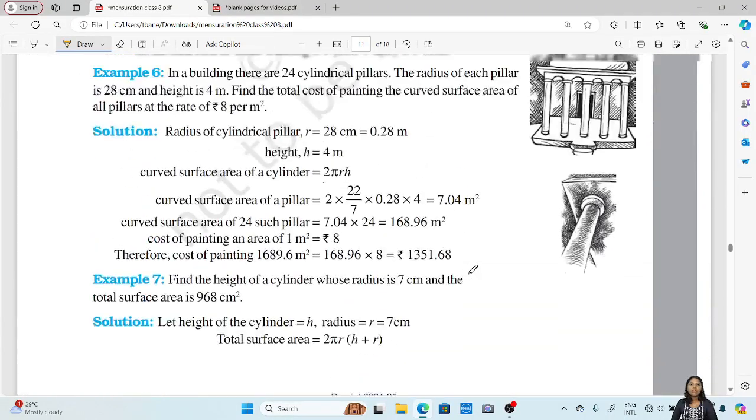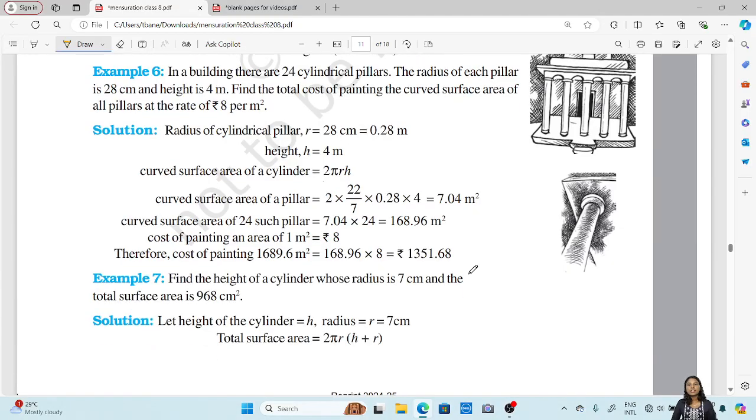Okay, so let's do another example. In a building, there are 24 cylindrical pillars. The radius of each pillar is 28 centimeters and height is 4 meters. Find the cost of painting the curved surface area of all pillars at a rate of 8 per meter square. So now what they have told here is radius of the pillar is 28 centimeter. If you convert to meters, it is 28 divided by 100, so we'll get 0.28 meter. Height they have said is 4 meters.